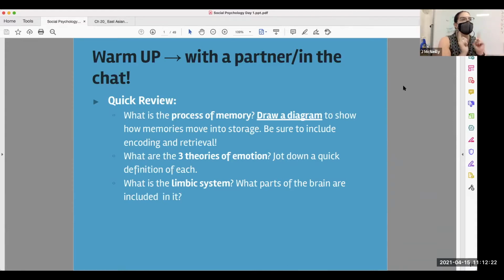Okay, so pick one partner in the class, and I want you to work through each of these questions: the process of memory, the 3 theories of emotion, and the limbic system. Those of you who are at home, go ahead and do this, but post your answers privately in the chat. So I'm gonna give y'all about 10 minutes to do this. And then at 11:22, we're going to go over the answers. So go ahead and rearrange as you need.